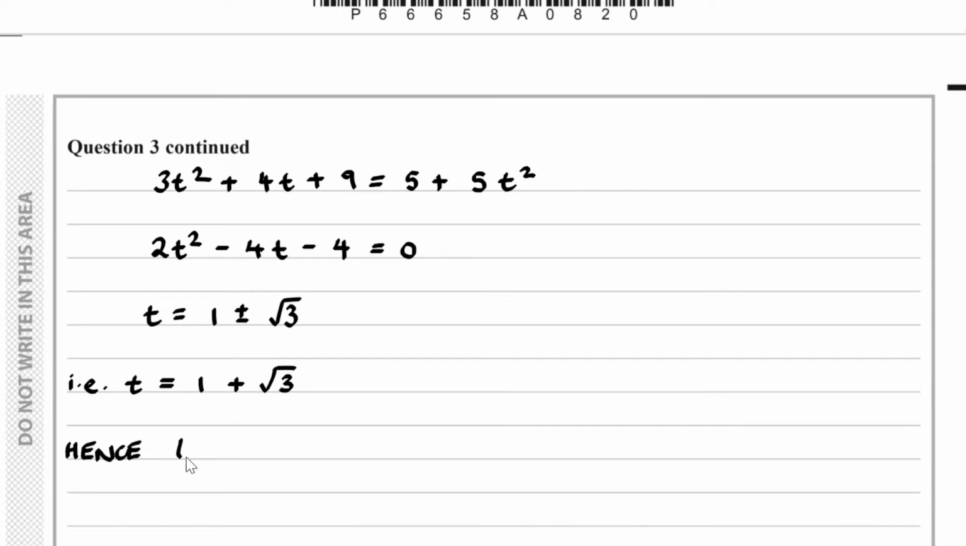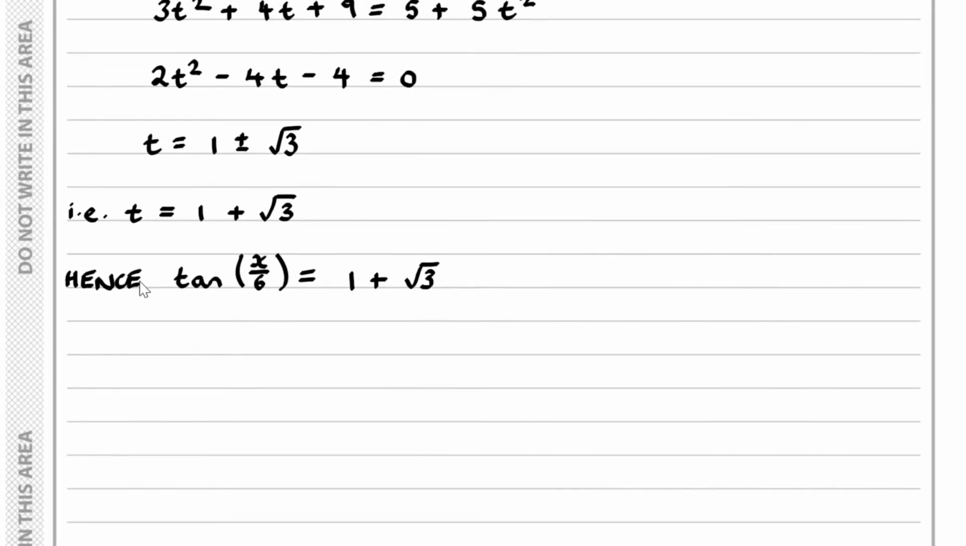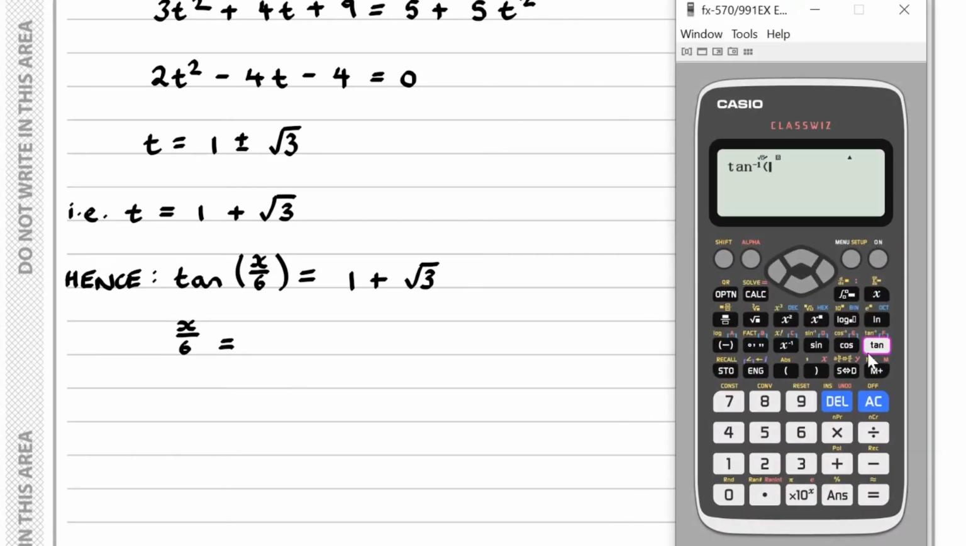So we have tan of x upon 6 equals 1 plus square root 3. So x upon 6 will equal the inverse tangent of 1 plus square root 3, which is 1.219, etc.